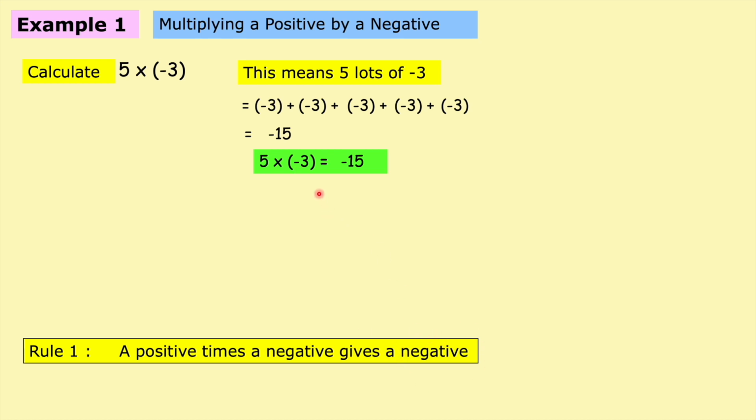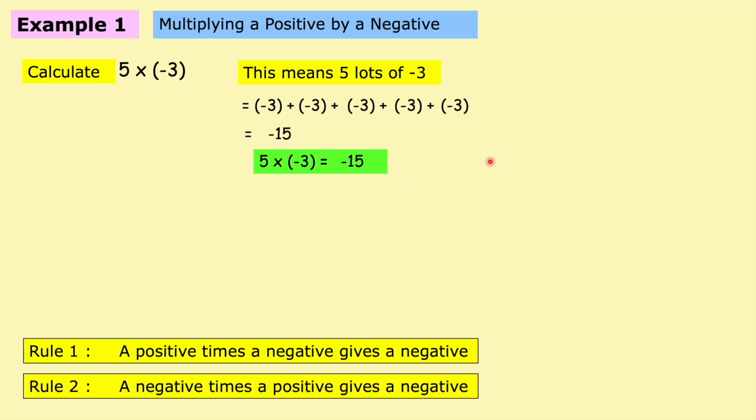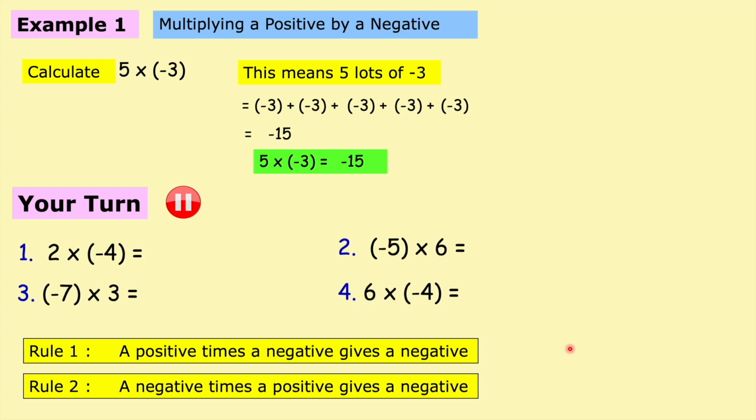But remember, with multiplication, we can swap these round. So 5 multiplied by negative 3 equals negative 15, but that's the same as negative 3 multiplied by 5, which will also give us negative 15. So therefore, a negative times a positive will also give us a negative answer. So, another way of looking at this is if you're multiplying together two different signs, so a positive times a negative, you will get a negative answer. So using this example and the two rules below, can you pause the video here and try these 4 questions?